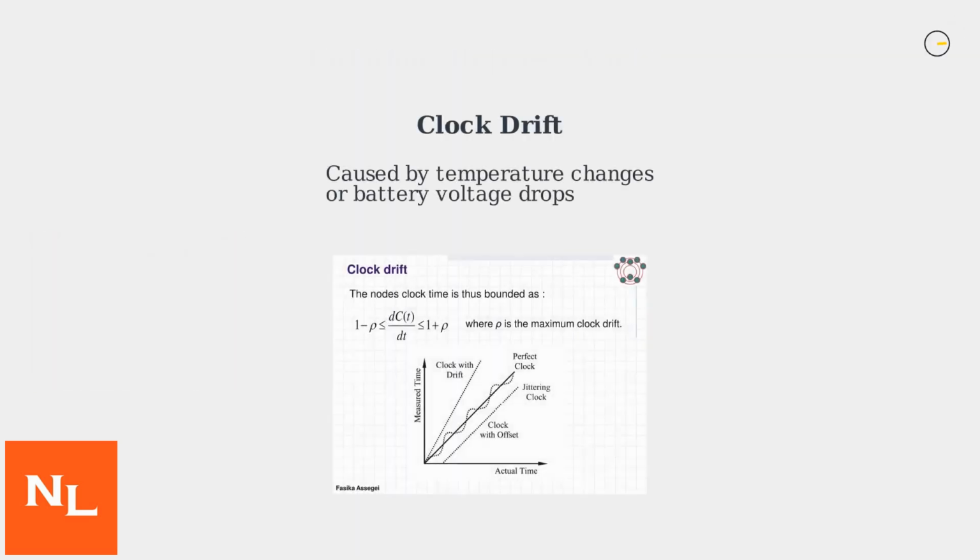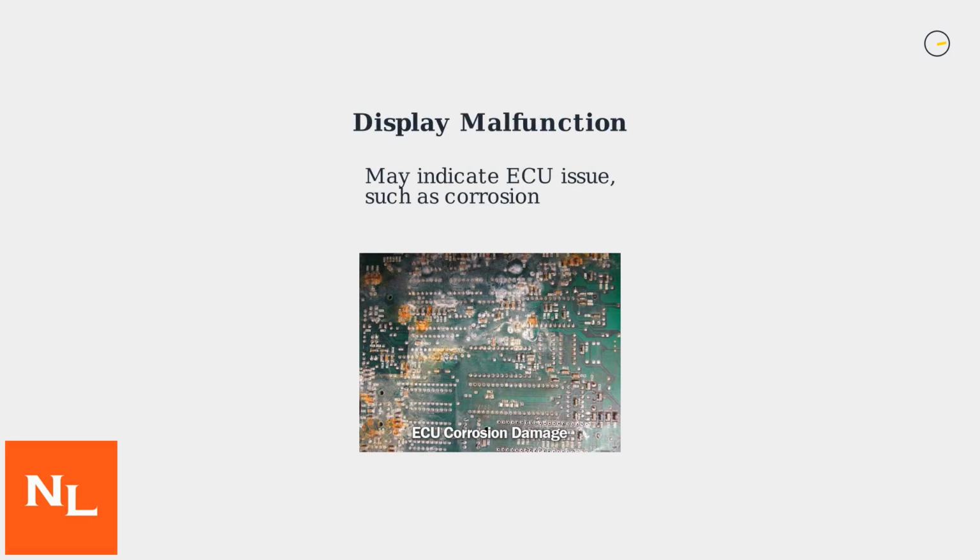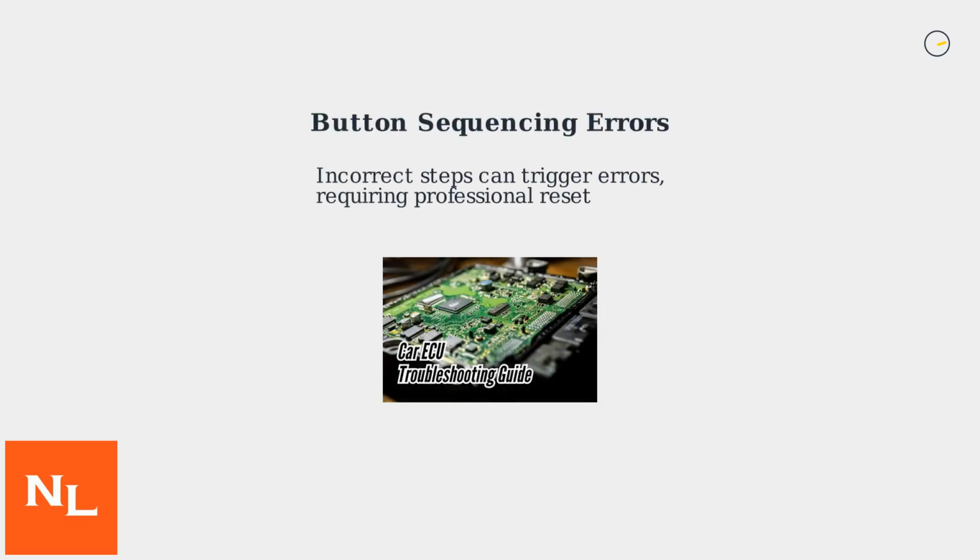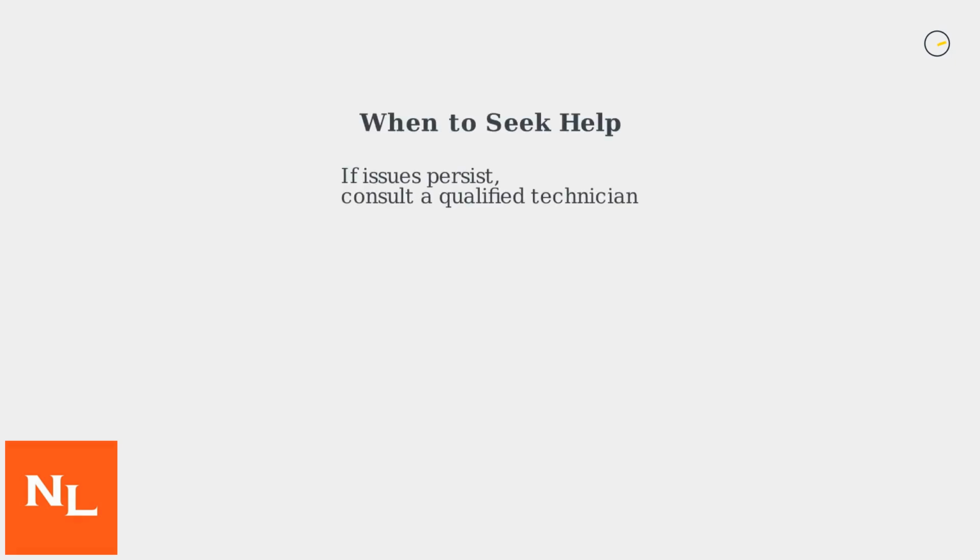Clock drift is a common issue in Renault Clio III vehicles, often caused by temperature changes or battery voltage drops. If the display malfunctions, it could indicate an ECU issue, such as corrosion damage affecting the circuit board. Incorrect button sequencing during adjustments can trigger errors, potentially requiring a professional ECU reset. If issues persist after attempting adjustments, consult a qualified technician for proper diagnosis.